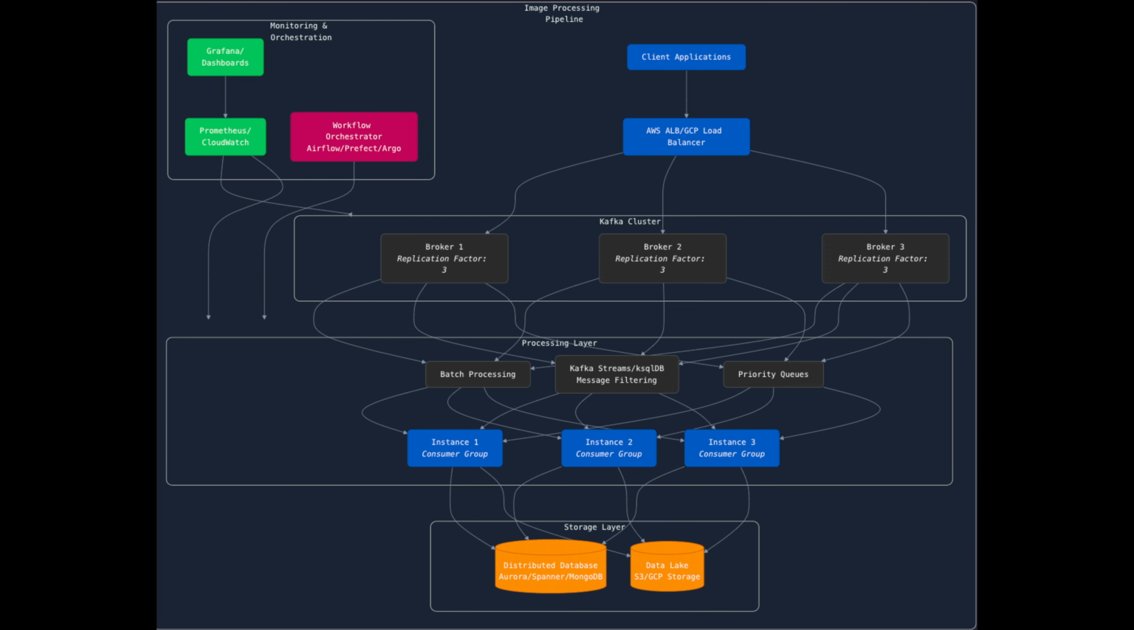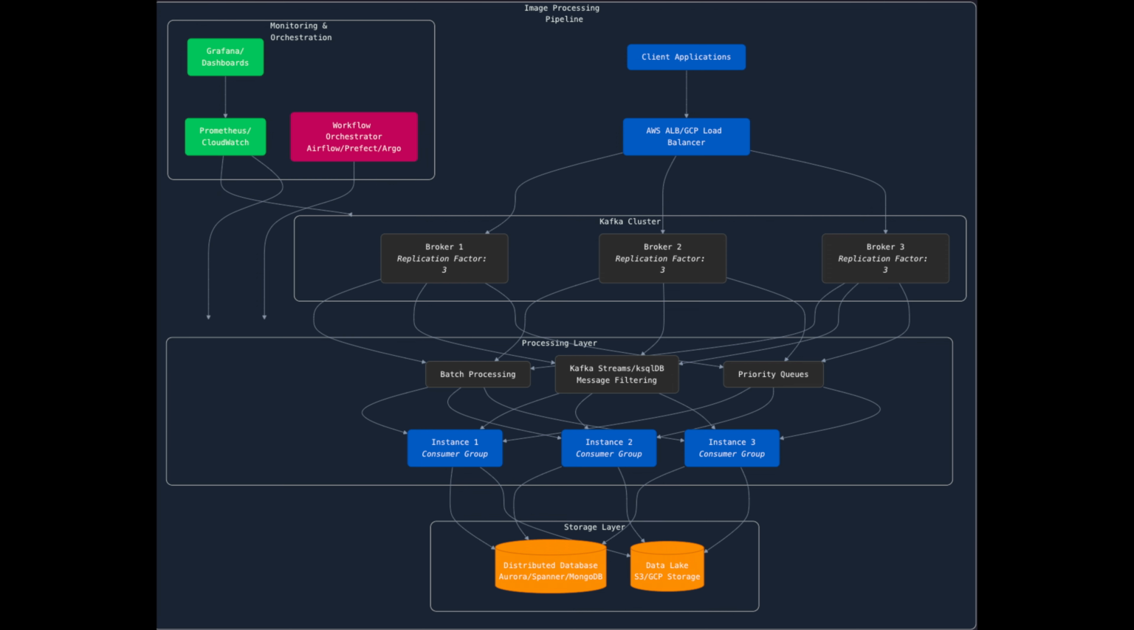Regarding optimizing the message processing pipeline, we have already implemented batch processing. We can implement batch processing for the Kafka consumer to reduce the overhead of frequent input-output operations and improve throughput. We can also do message filtering, using Kafka Streams or KSQL DB to filter or pre-process the messages at the broker level before they reach the consumer. And we can consider priority queues, implementing multiple Kafka topics with different priorities for time-sensitive or critical tasks to ensure efficient processing.